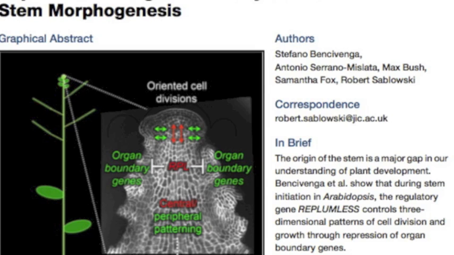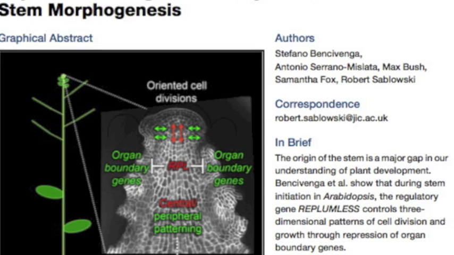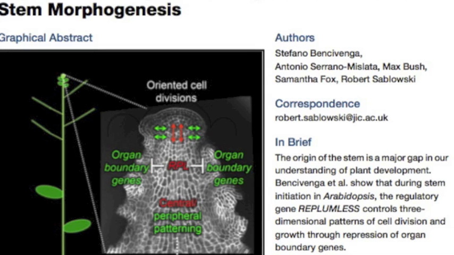So based on the analysis of the orientation of the most recently produced cell walls, we can infer the directions of recent tissue growth. And we applied that to the rib meristem, and we found something interesting, that it appeared that the regulatory gene Repression had a very significant effect on the direction of cell division and tissue growth in the rib meristem.